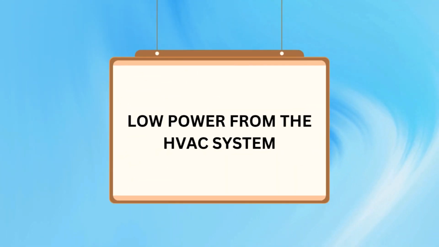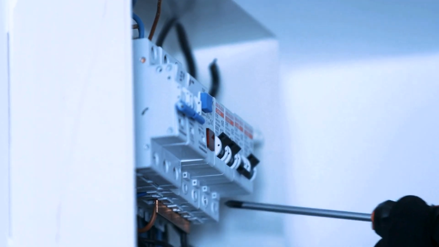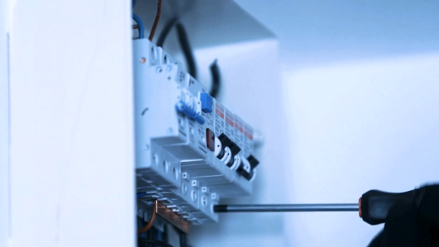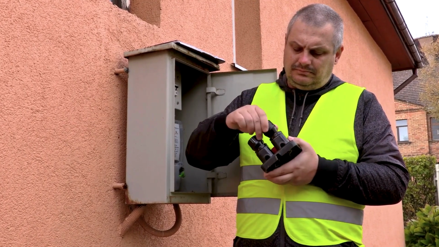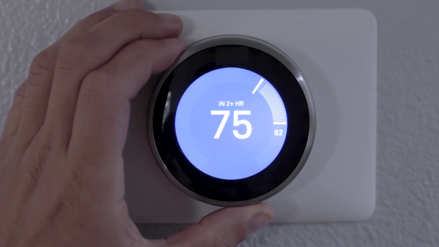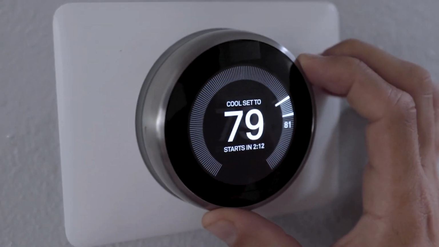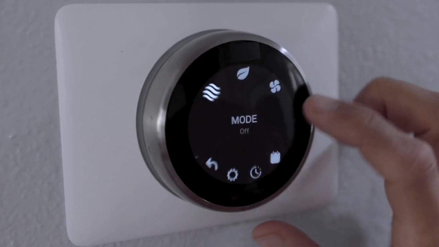Low power from the HVAC system. Another cause of the E3 error is when an HVAC system does not supply sufficient power to the thermostat. This could be due to a transformer problem or a problem with the HVAC system. Thermostat overheating. The E3 error can also be caused by thermostat overheating. If the internal temperature is high, the thermostat will turn off the heating to prevent system damage.